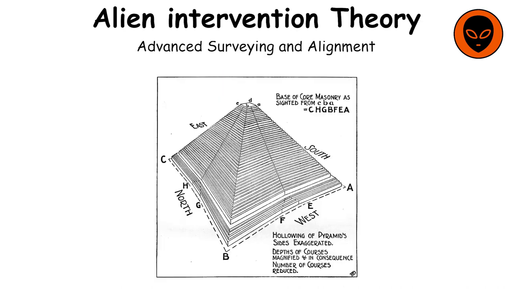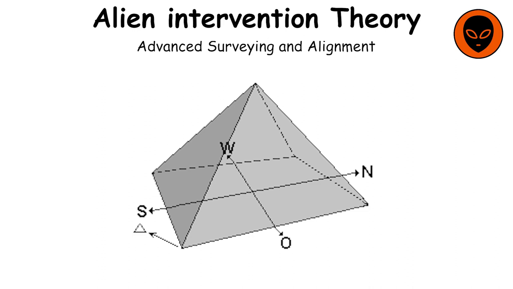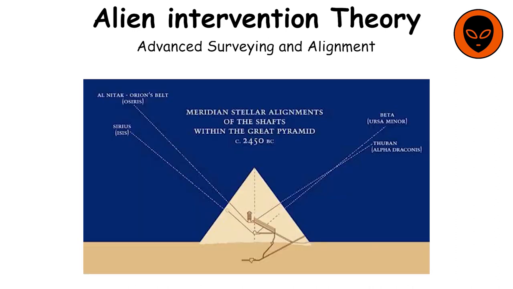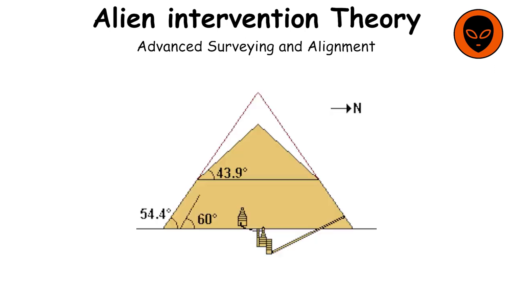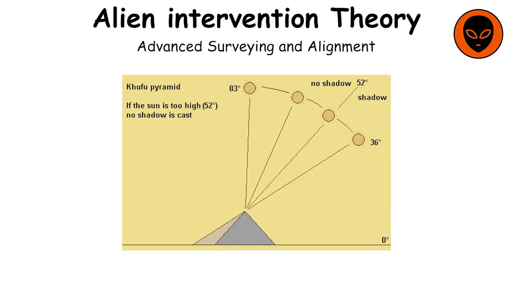Advanced surveying and alignment. The precise alignment of the pyramids to the cardinal points and the accuracy of their construction suggest the use of advanced surveying techniques. Proponents of this theory argue that the Egyptians may have had access to sophisticated tools for measuring and aligning structures.